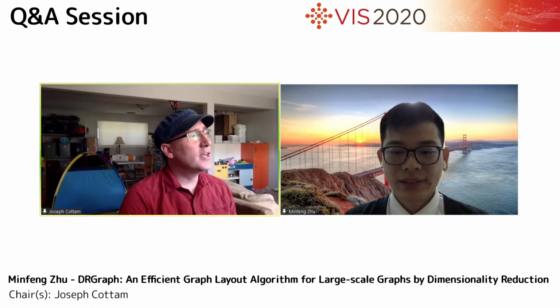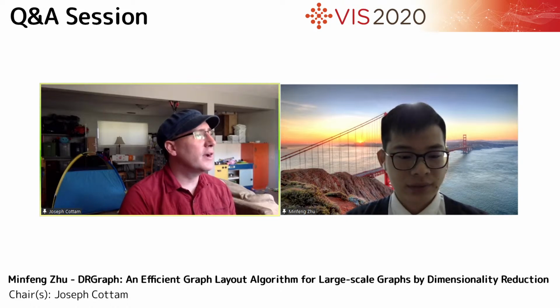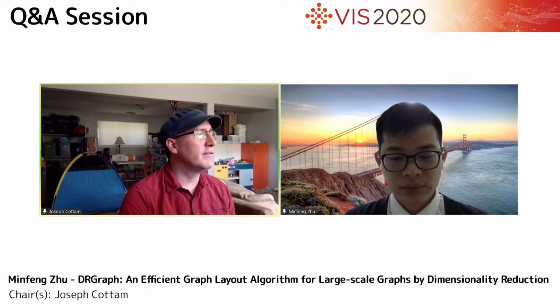We have a question in the chat. It says, do you measure how well DRGraph improves graph cluster metrics, such as Jaccard, to measure the level of cluster overlap?